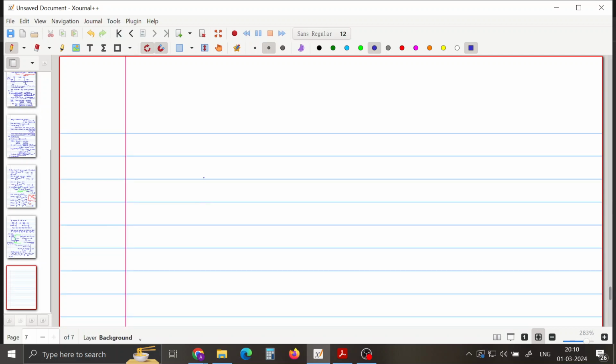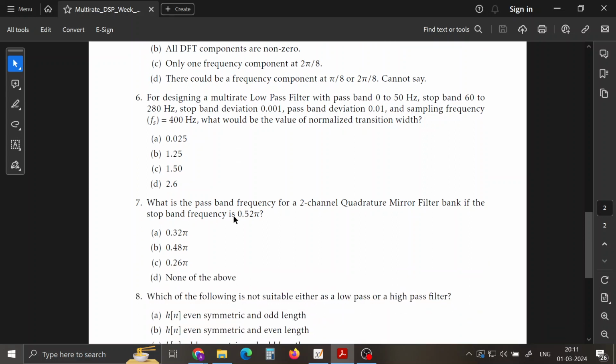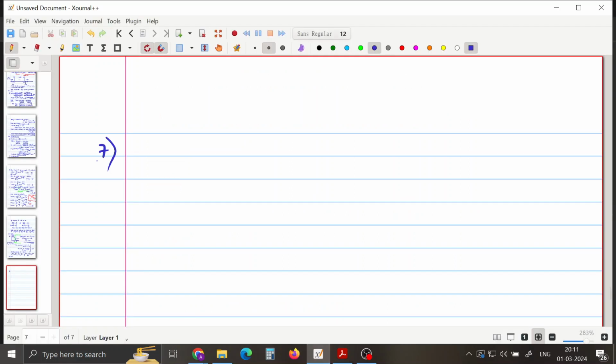Now just quickly we're going to go through the next one. I think we are at the seventh one. You can straight away tell the answer. What is the pass band frequency for a 2-channel quadrature mirror filter bank if the stop band frequency is 0.525? This was again discussed in the lectures.